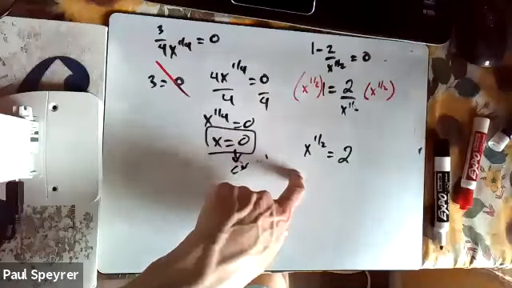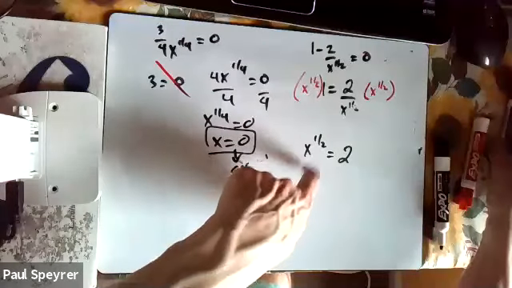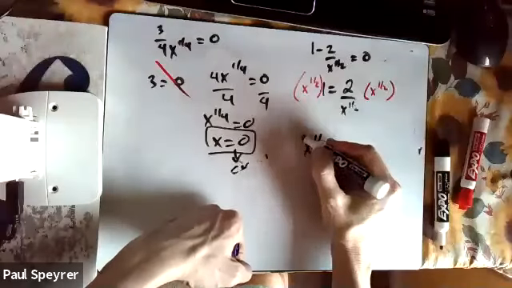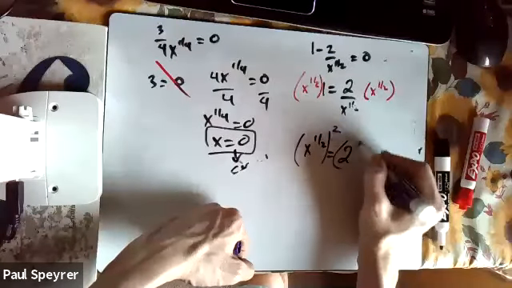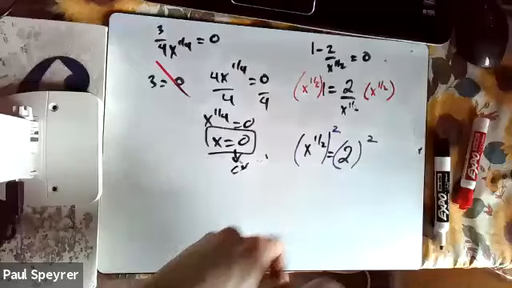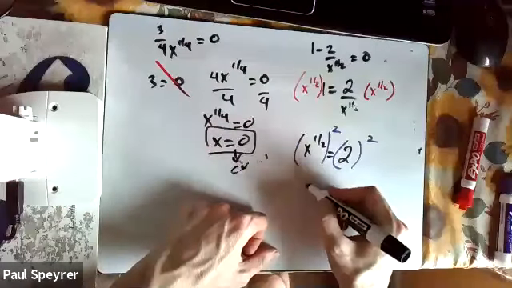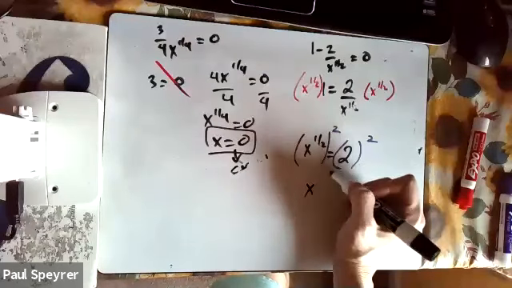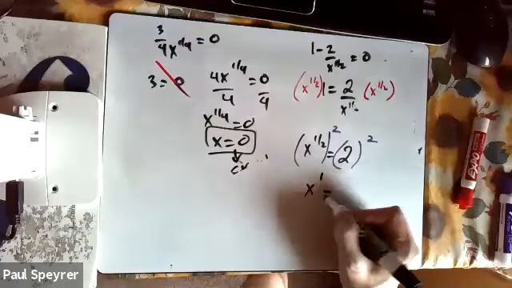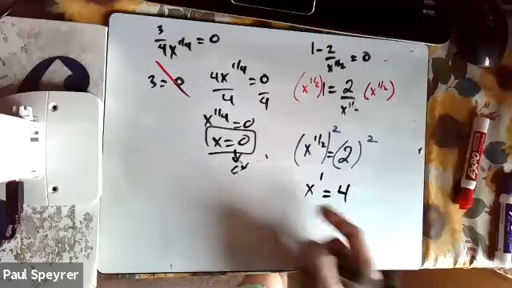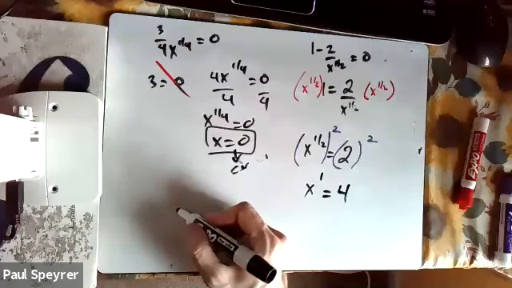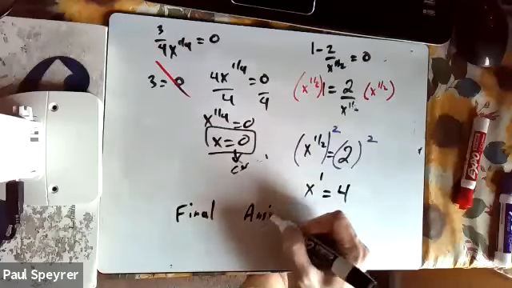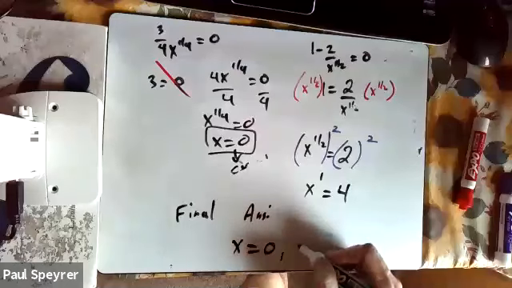Now we have x to the 1/2 equals 2. How do we get rid of the 1/2? Well, what's the opposite of raising something to the half power? It's squaring it, right? Square both sides. Because what's x to the 1/2 squared? It's just x. Remember, power raised to power, you multiply. So 1/2 times 2 is x to the first, or it's 1. And what's 2 squared? 4. So there is your other critical value. So final answer is x equals 0 and 4.